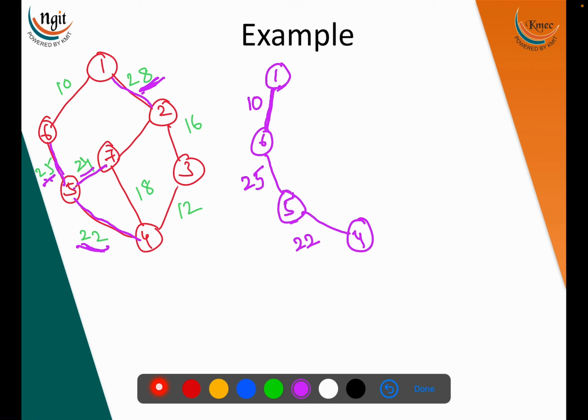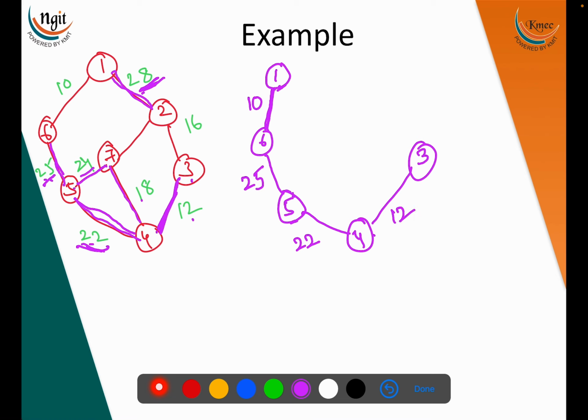Now you are at the 4th vertex, and the one end is 4th, the other end is 1. Now again comparison between 1 to the other vertex and 4 to the other vertex. Whichever is minimum, that will be considered. Now from 4, you have 4 to 3 as one edge, 4 to 7 is the other, and 4 to 5 is the other, and 1 to 2 is the other. Among these, whichever is minimum, you have to consider. So the minimum of 22, 18, 12, 28, which is minimum? 4 to 3 is minimum. Now take 4 to 3.